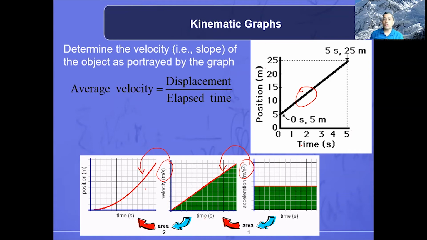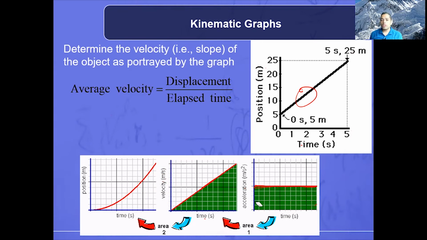Okay, so how do you find that? By looking at the area. Let me start with the acceleration versus time graph. This is the acceleration versus time graph. It is a straight line like this. What is the area under that curve? That area happens to be the velocity.